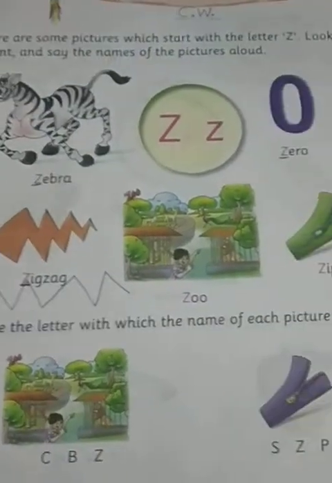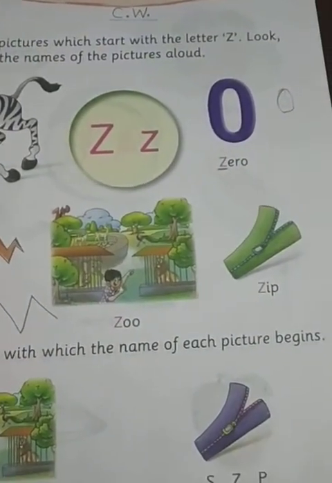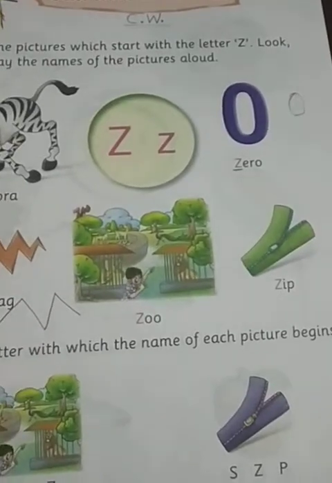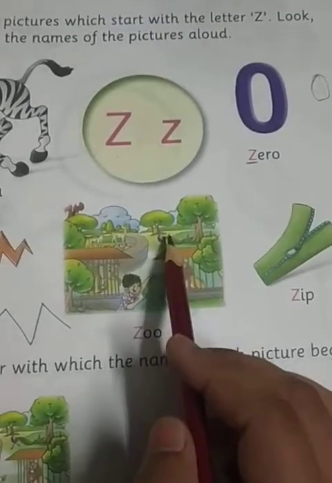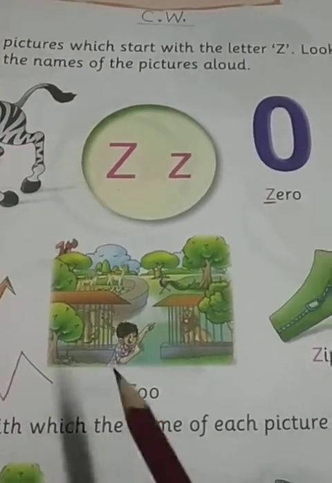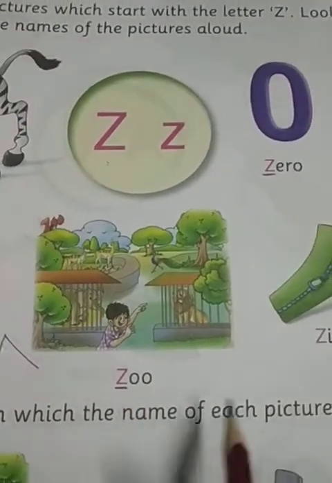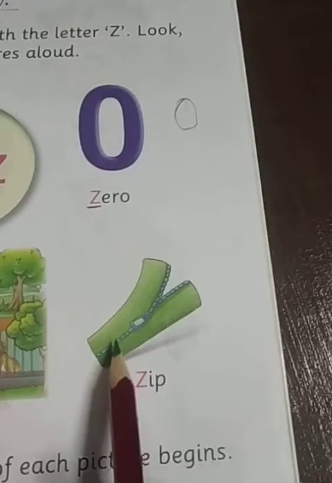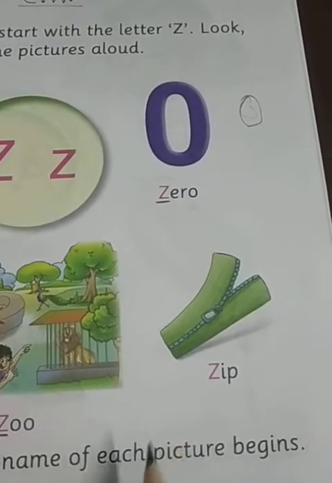Letter Z. This is a zoo. Have you ever gone to any zoo? Have you? Actually, zoo is a place where all the animals live. You can see there is a lion, there is a peacock. No? So, zoo is a place where all the animals live together. And zoo also begins with letter Z. At last, we have picture of zip. See, this is zip. You can see zip in your bag and you can see zip in your jeans. So, zip also begins with letter Z.